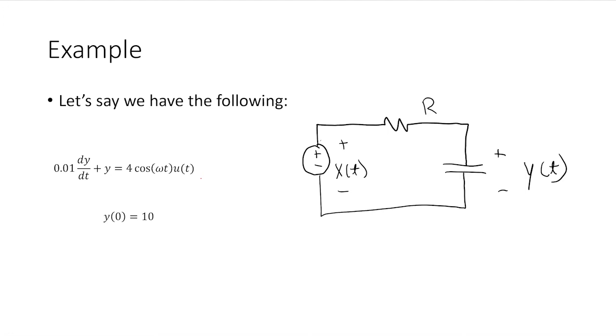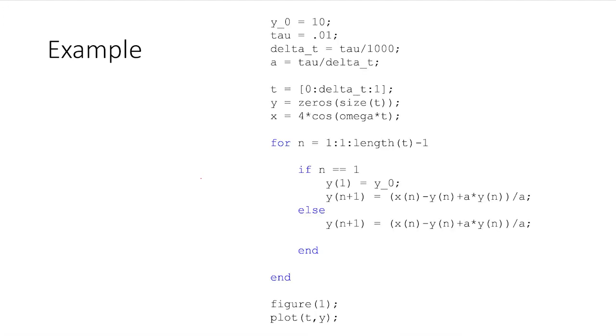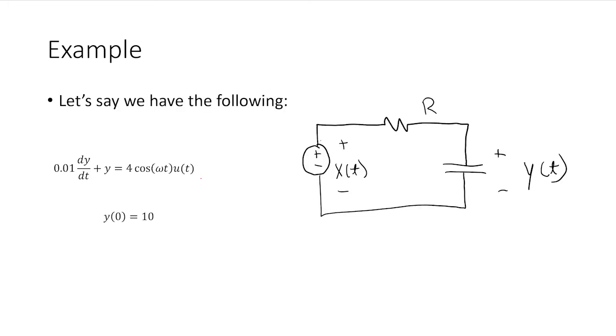Yeah, it means that cosine source turned on at t equal to 0. And I was given an initial condition here that y of 0 is equal to 10 volts. Okay. All right. So I want to discretize that equation. So to do that, I guess maybe I'll do that here on this slide.